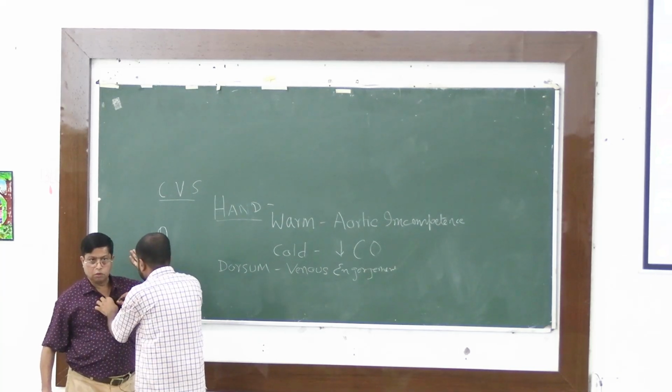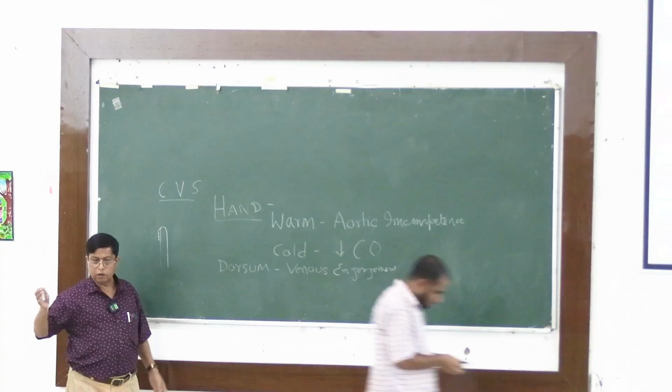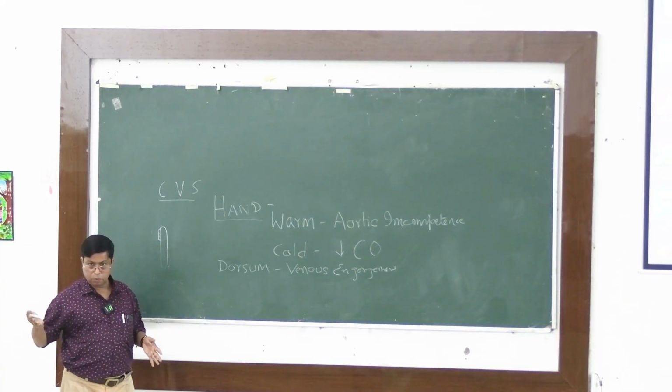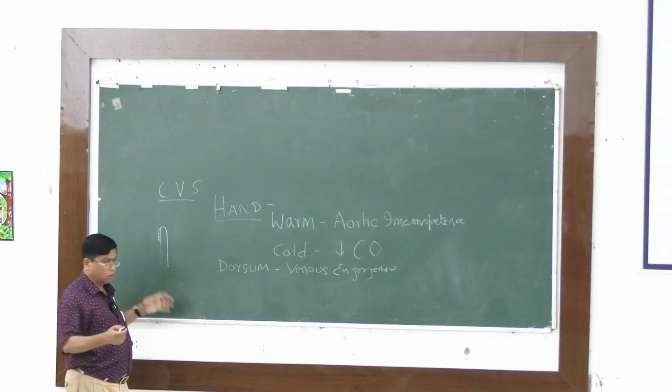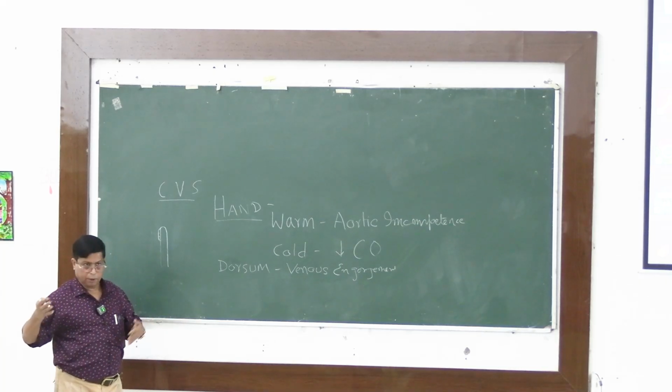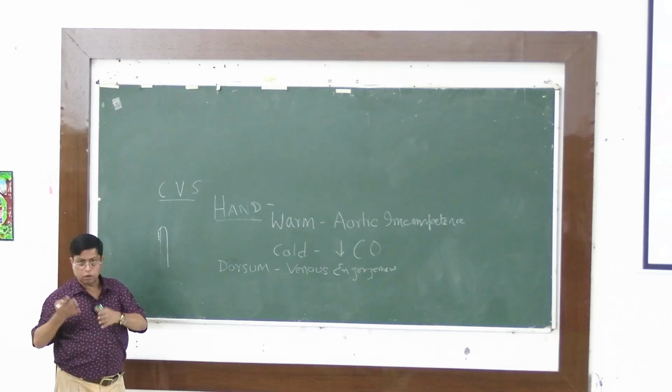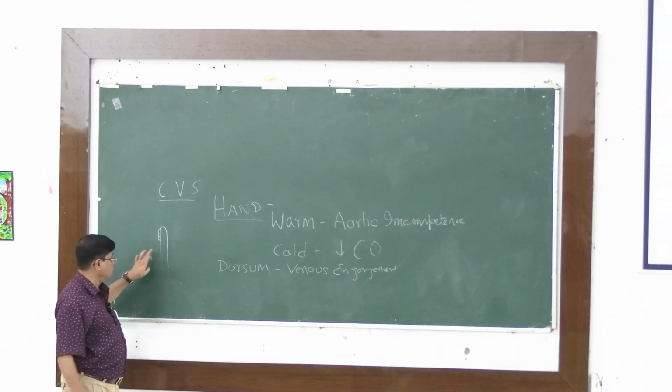So what are the features you will get in the hand in a case of infective endocarditis patient? Important, I have told you, it is anemia. Number one, pallor may be there. Better to say pallor, not anemia, because anemia is a laboratory finding. Pallor is your clinical finding, so better to call it pallor.